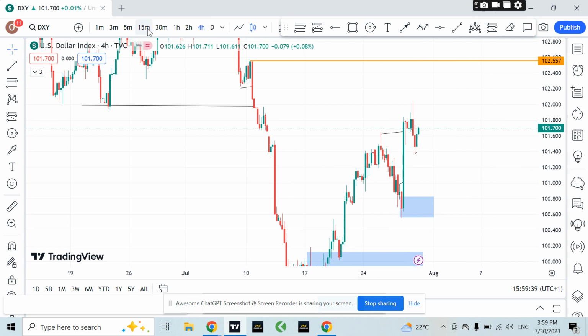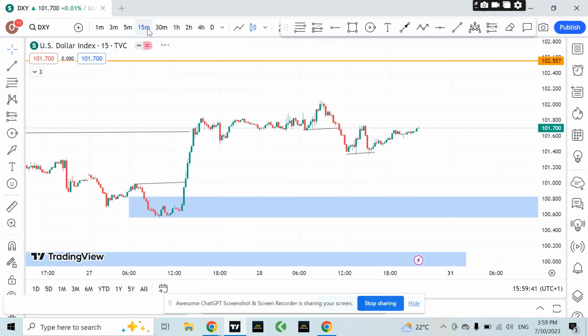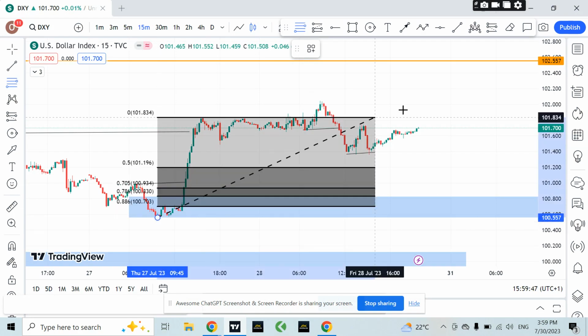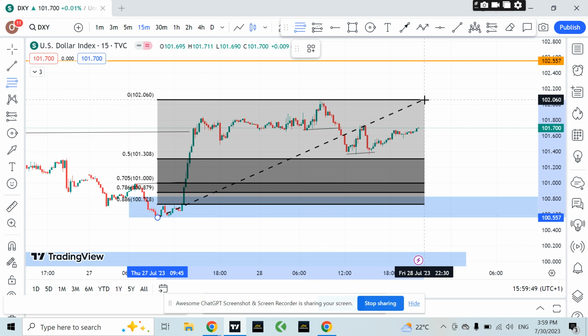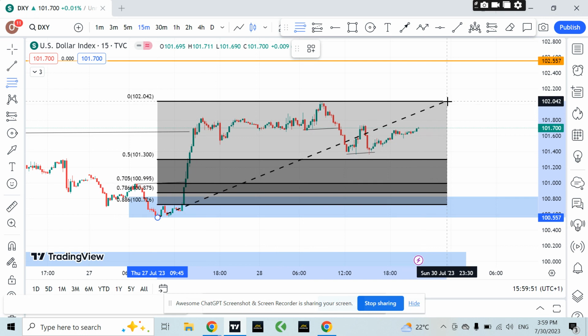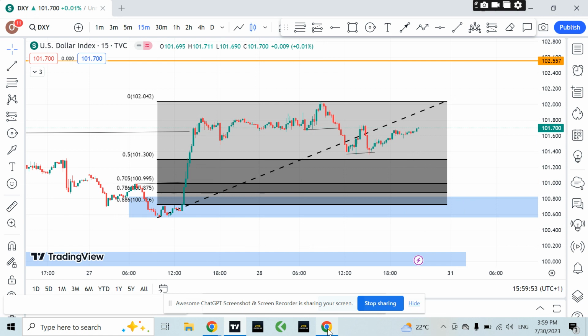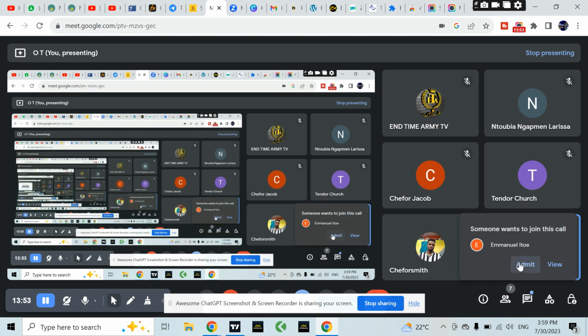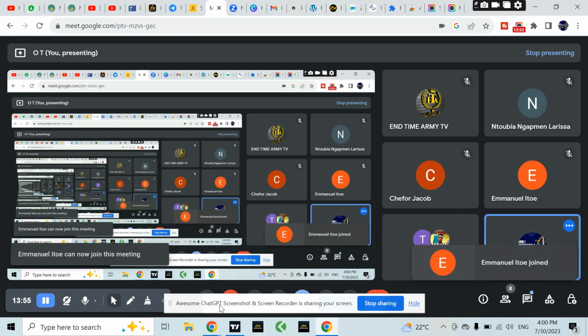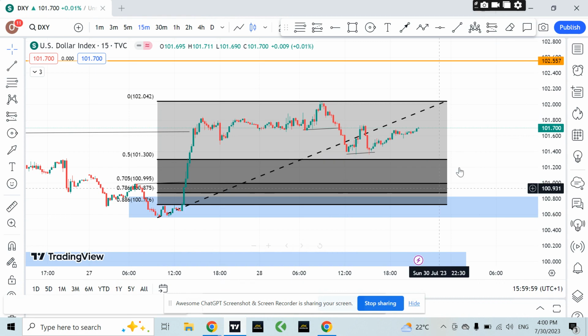So to be more precise, I want to use my Fibonacci to make sure I'm at the good zone. So you are buying at discount zone, and you are selling at the, somebody just coming now. You are selling at premium zone. You're buying at discount and you are selling at premium.